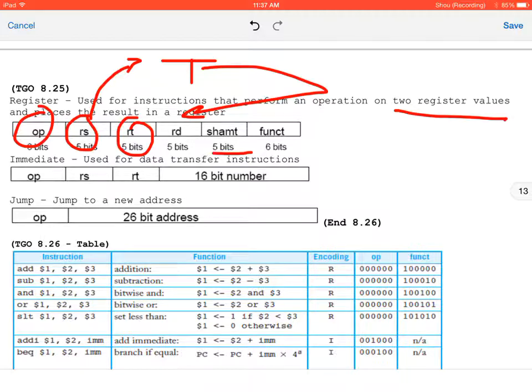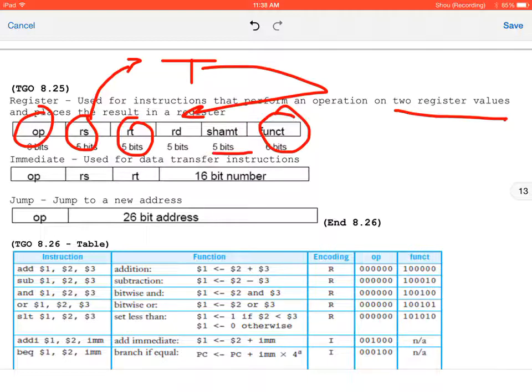And then function, which I'll just briefly mention, but in 385 we went into tremendous detail. All R-type opcodes are the same. If you look at this table right here, all the R-type opcodes are 0, and the function values are used to differentiate between different types of R-types. So here, addition and subtraction of the 6-bit function: addition is 100000, and subtraction is 100010.